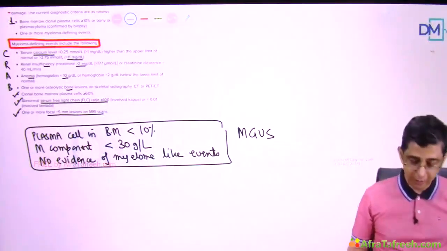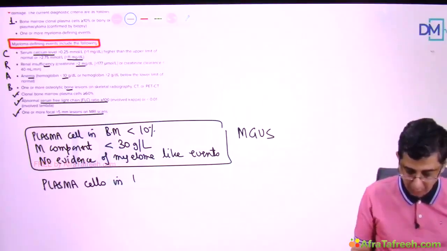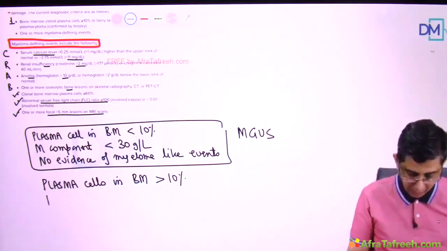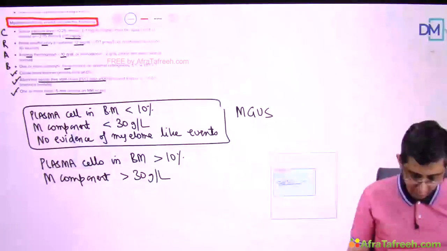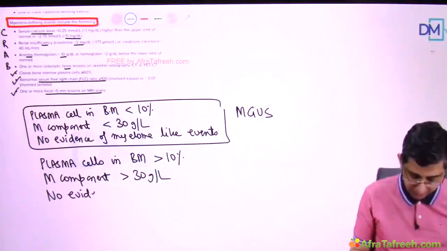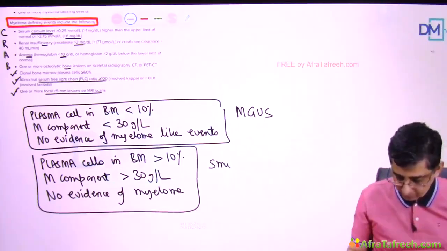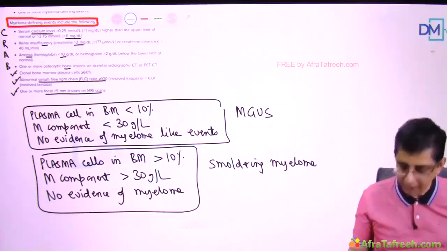significance. But suppose in the patient 2 of these features are present, which I'll write here. For example, if he says that the patient is having plasma cells in the bone marrow which are more than 10%, he says that the M component of the patient is more than 30 gram per liter, and there is no evidence of myeloma-like events in a patient, then the term that you will use for the patient would be smoldering myeloma. And obviously if all the 3 things are present in the patient, then you will call it multiple myeloma.